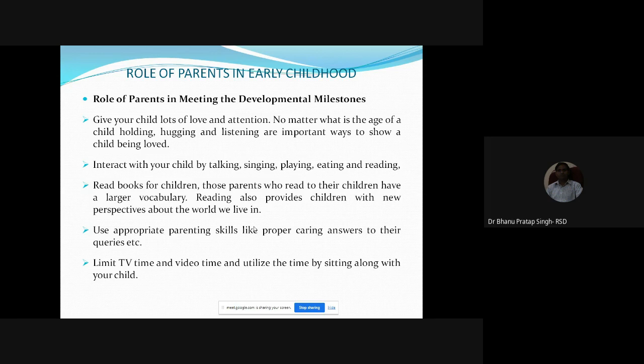They may interact with each other by talking. They may sing a song together. They may play. Even they may eat together, and they may read together. The main important thing is how to spare our time for our child.